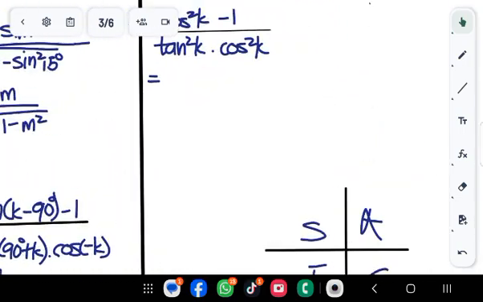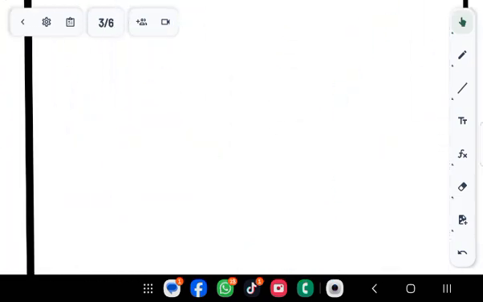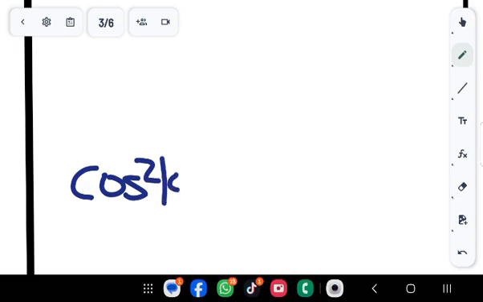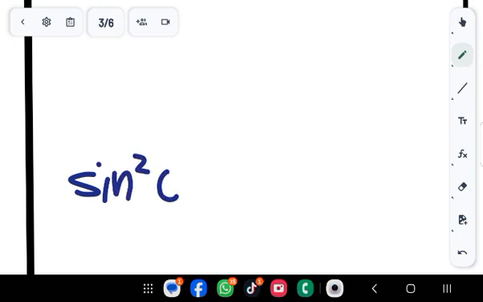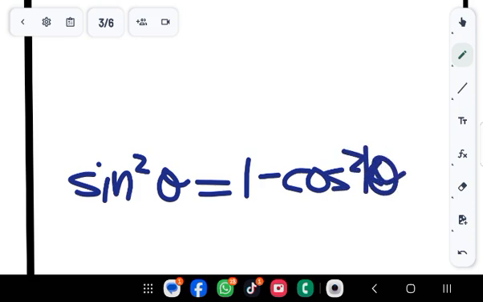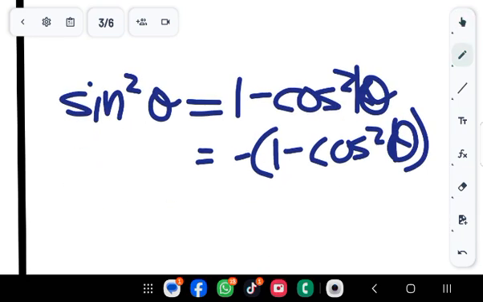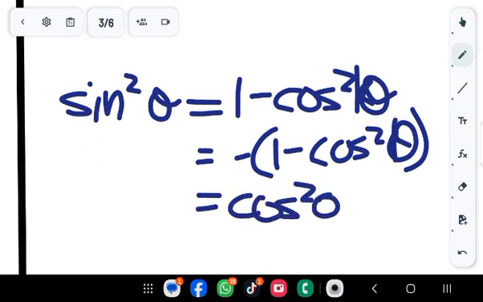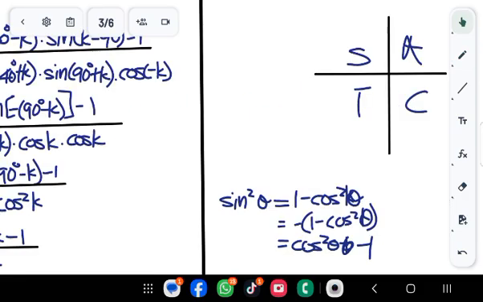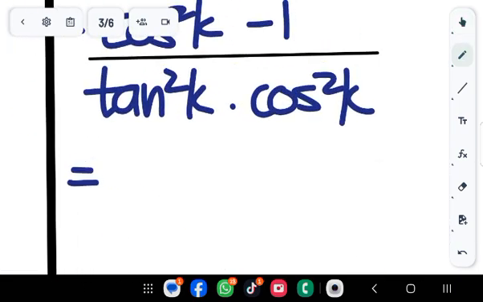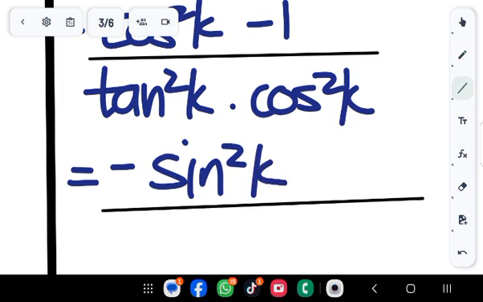Remember, sine squared k, according to the square identity. Sine squared of theta can be written as 1 minus cos squared of theta. So meaning that minus all of that will give us cos squared theta minus 1. And that's how that translates. So that is equal to negative sine squared k over tan squared k.